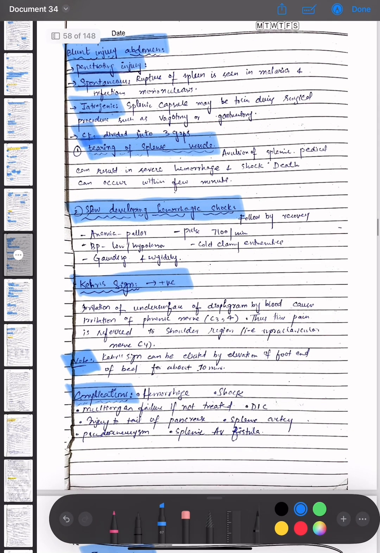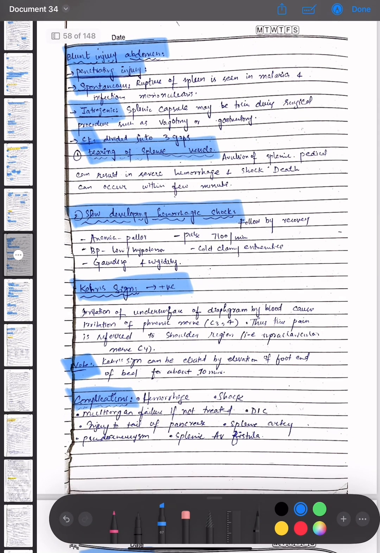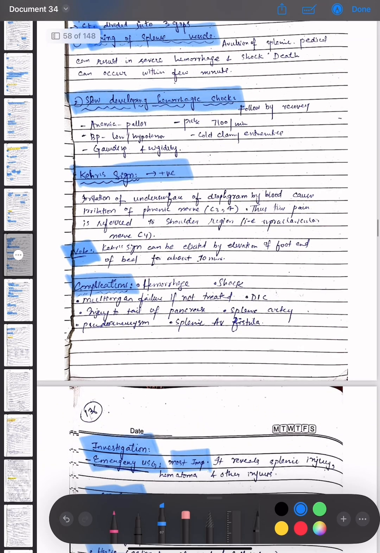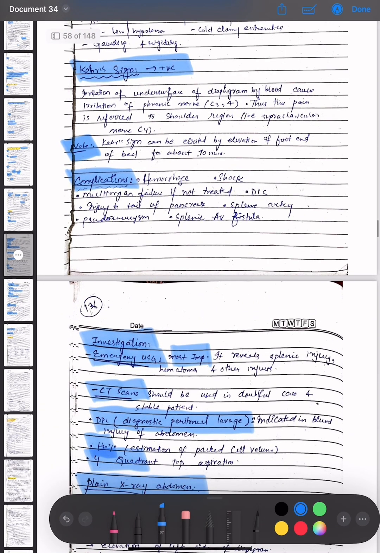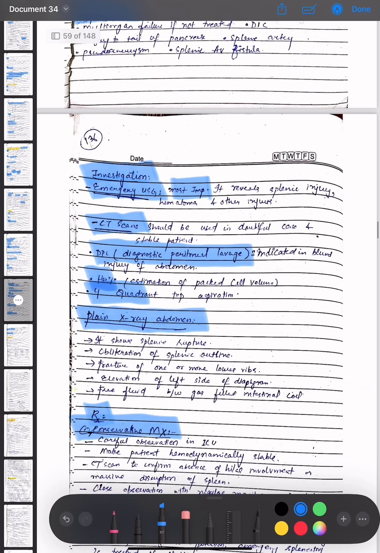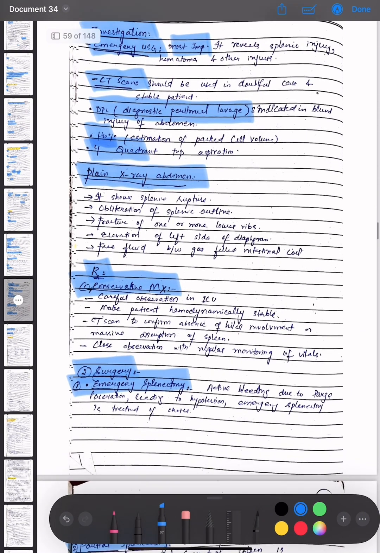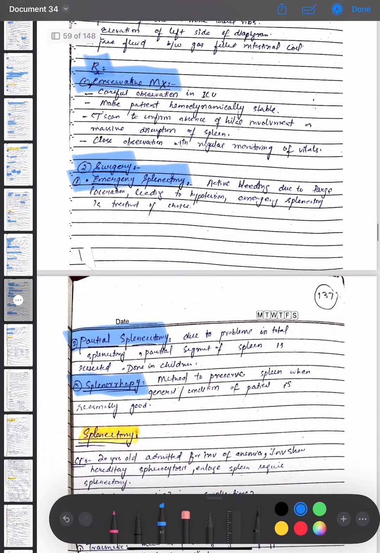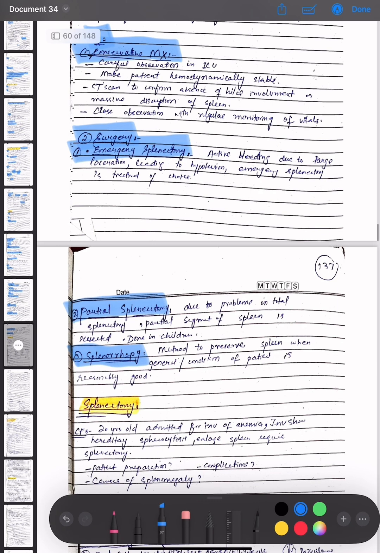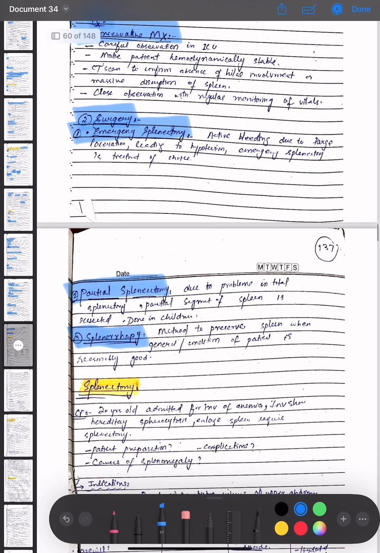The first group contains the tearing of splenic vessels. The second group contains slow developing hemorrhagic shock. Then we discuss the Kehr sign. Then we discuss the complications. Then the investigation options, which are emergency ultrasonography, the CT scans, the diagnostic peritoneal lavage, then the HB estimation, then the plain X-ray abdomen. Then we discuss the treatment options, which are the conservative management and the surgical management. In surgical management, we are having the emergency splenectomy, the partial splenectomy, and the splenorrhaphy.